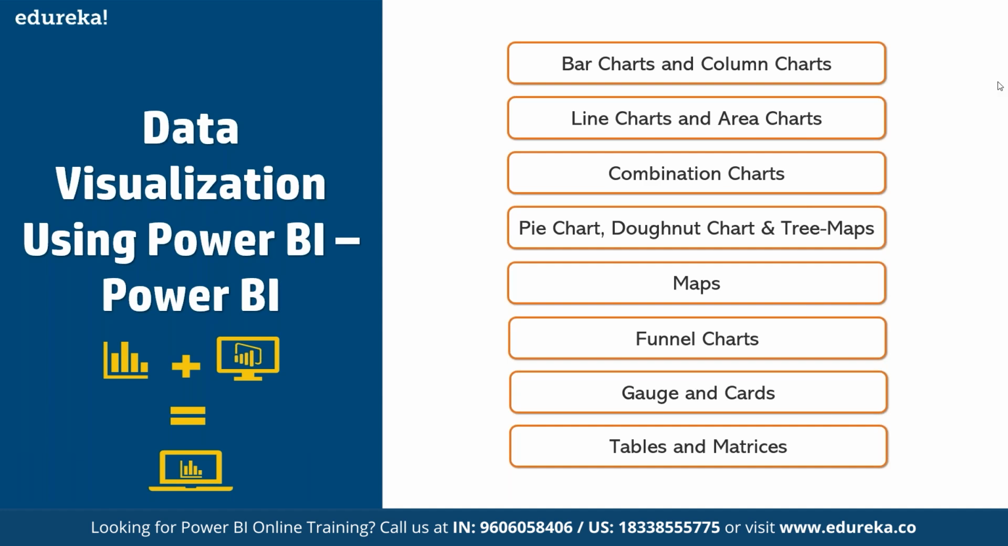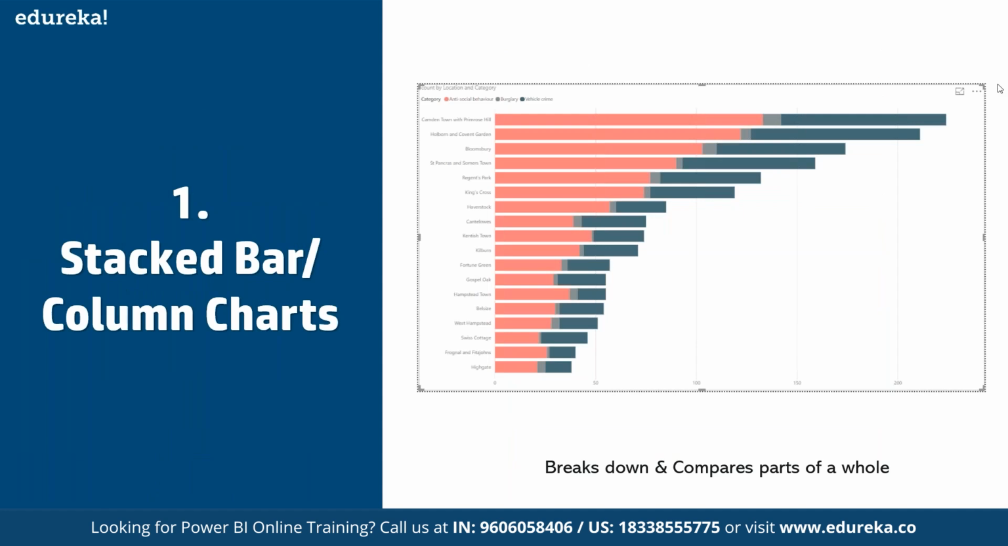So we have different types of data available, like the stacked bar and column charts, which we can use to break down and compare parts of a whole. Before we see these, let's see how we can install Power BI locally.